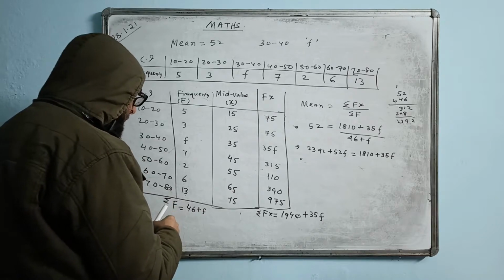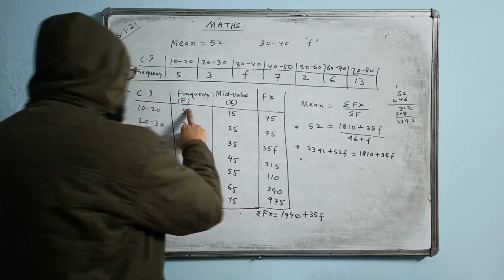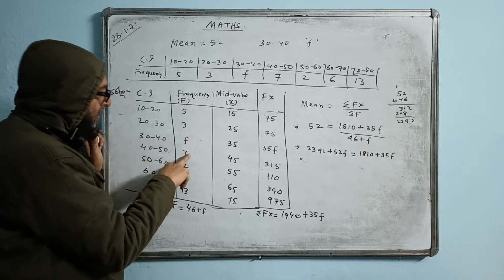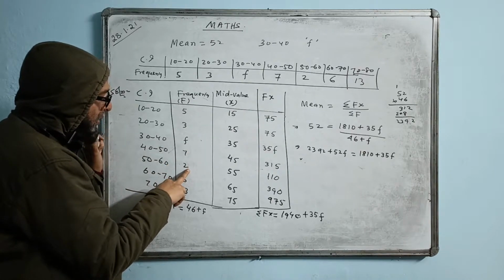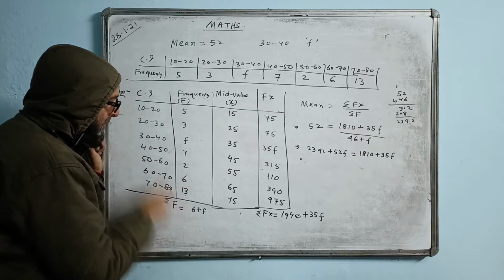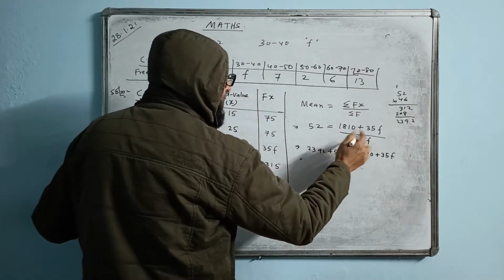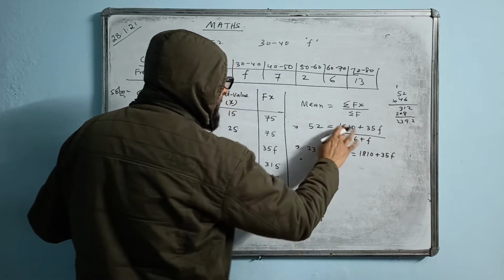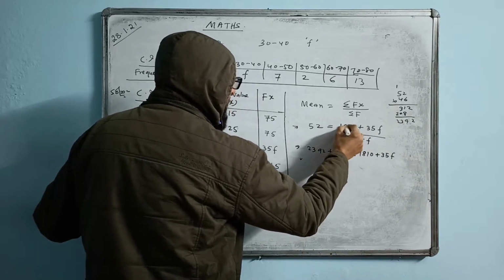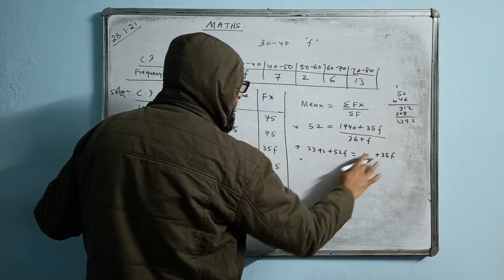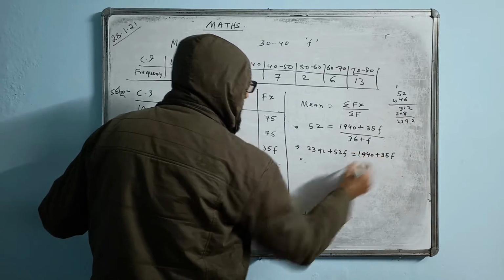Please check, you can also check whether the calculation is right or wrong. 5, 3, 8 plus 7, 15 plus 2, 17 plus 6... oh, here is a mistake. This is 36 coming in, 36. Here I write it as 36, and here the total is coming 1940, 1940.